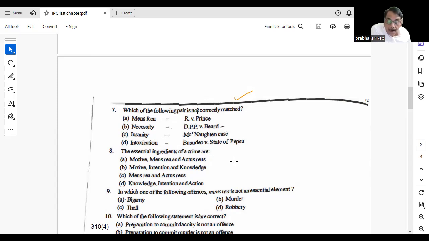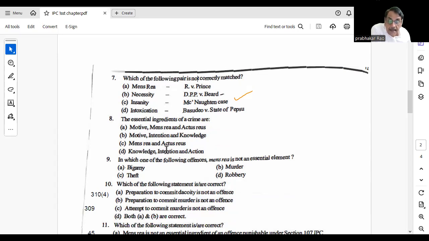Okay. Next question: the essential ingredients of crime are: first, motive, mens rea, and actus reus. Second, motive, intention, and knowledge. Third, mens rea and actus reus. Fourth, knowledge, intention, and action.